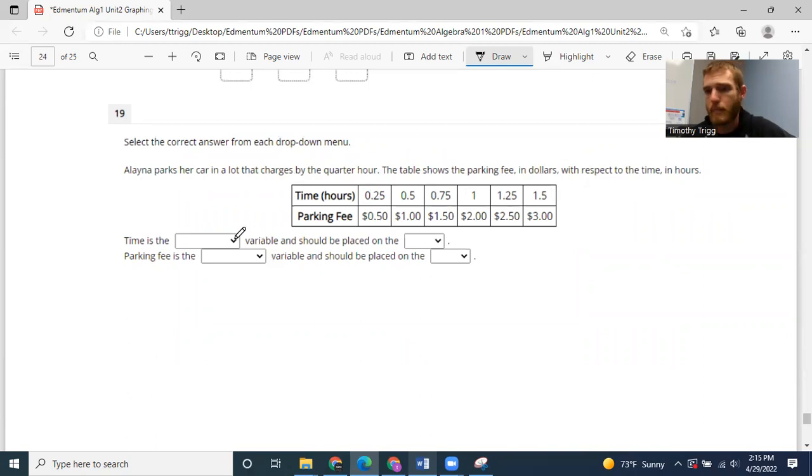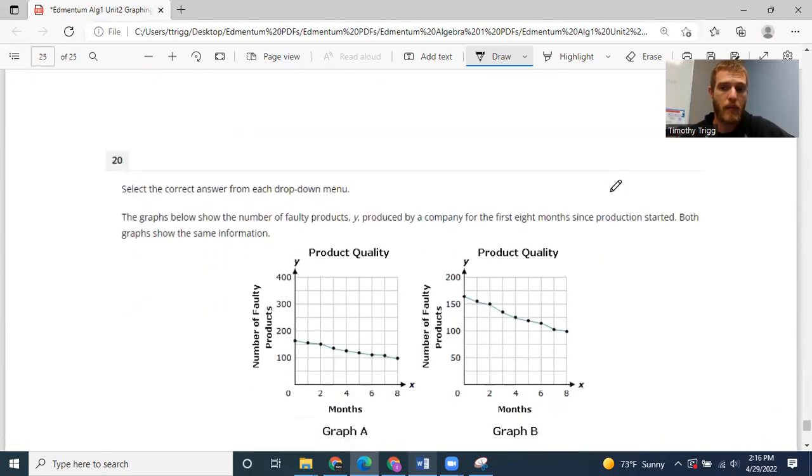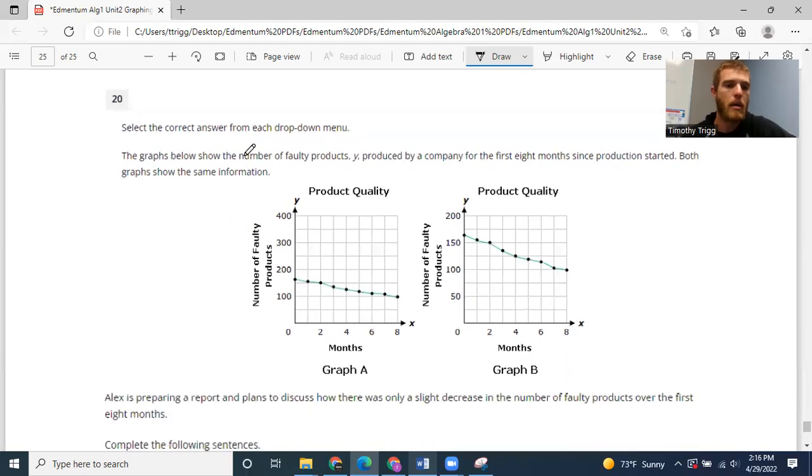Is time the independent or dependent variable? What do you think? And should it be placed on the x-axis or the y-axis? What do you think? Is the parking fee independent or dependent? It should be placed on which axis? Okay. Throughout this lesson, I talked about time should always be what kind of variable and goes along which axis. Okay, you should know this.